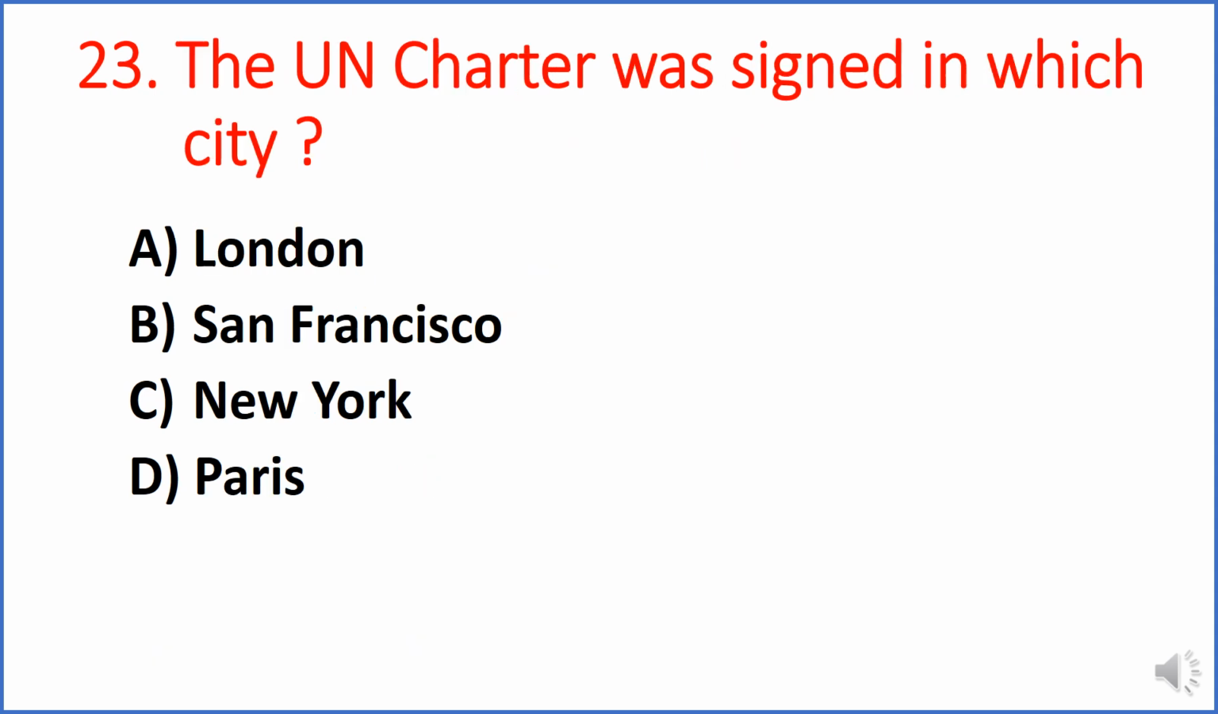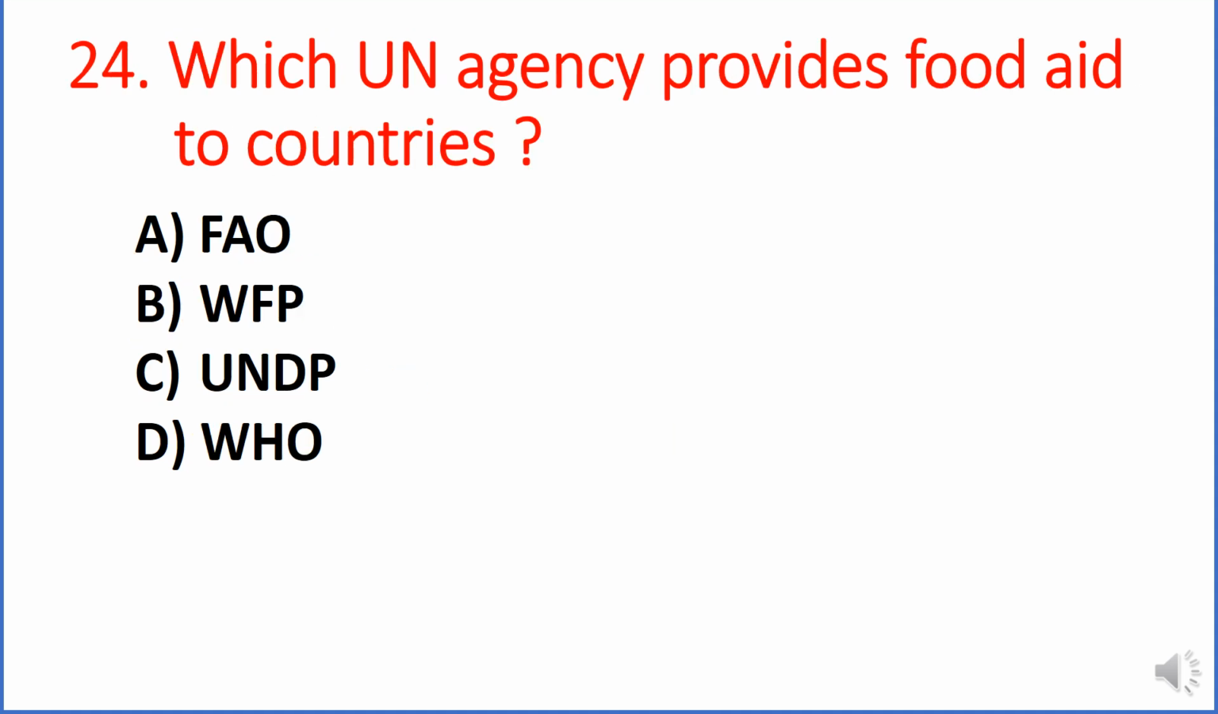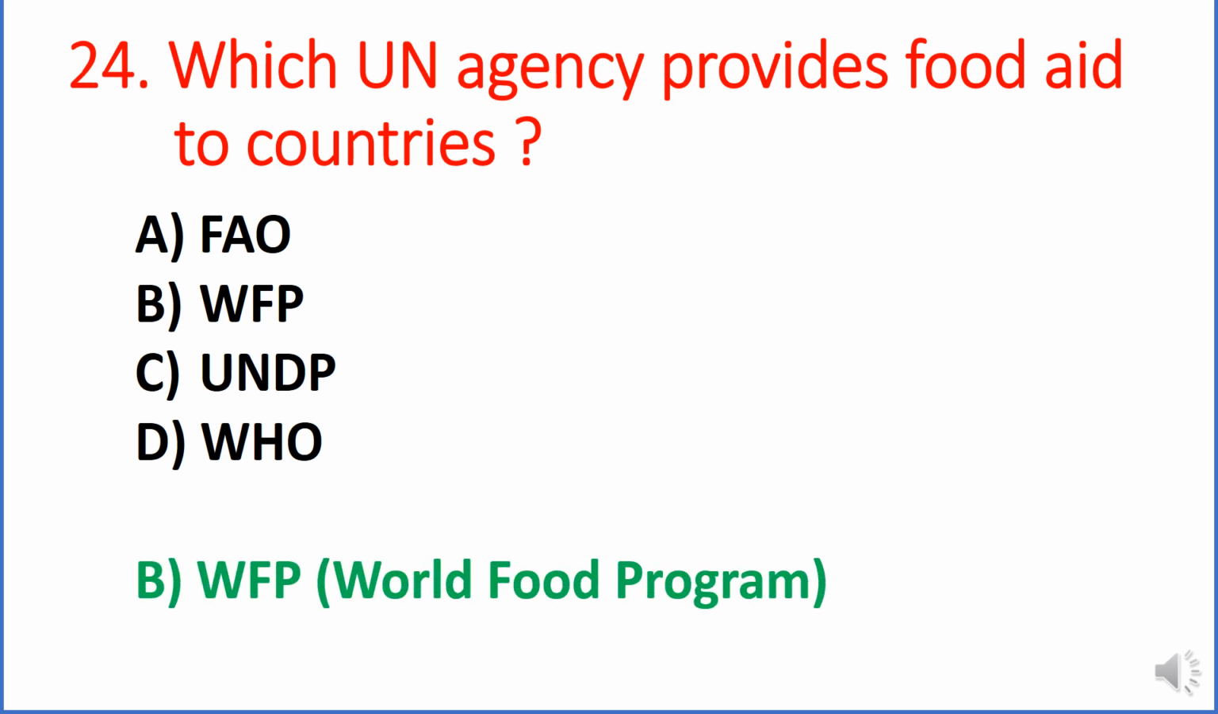The UN Charter was signed in which city? Correct answer is San Francisco. And the charter was signed on June 26, 1945. Which UN agency provides food aid to countries? Correct answer is WFP, World Food Programme.